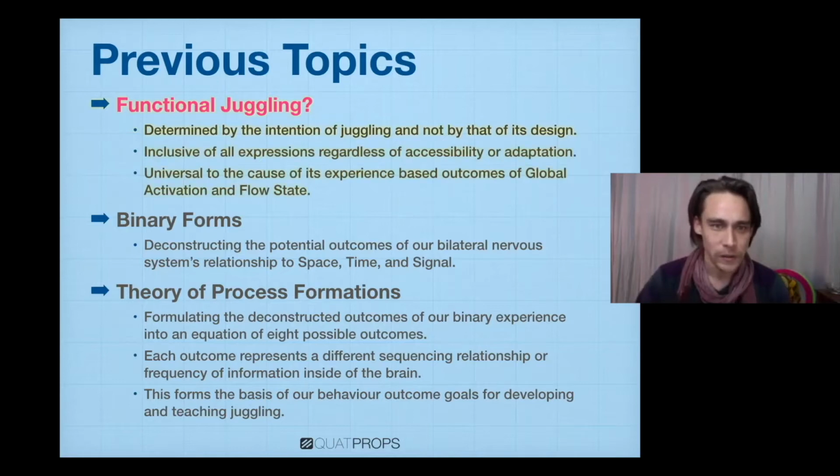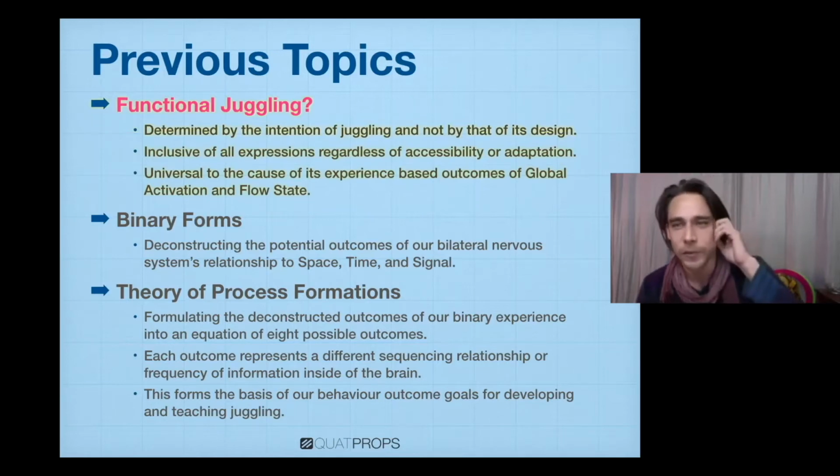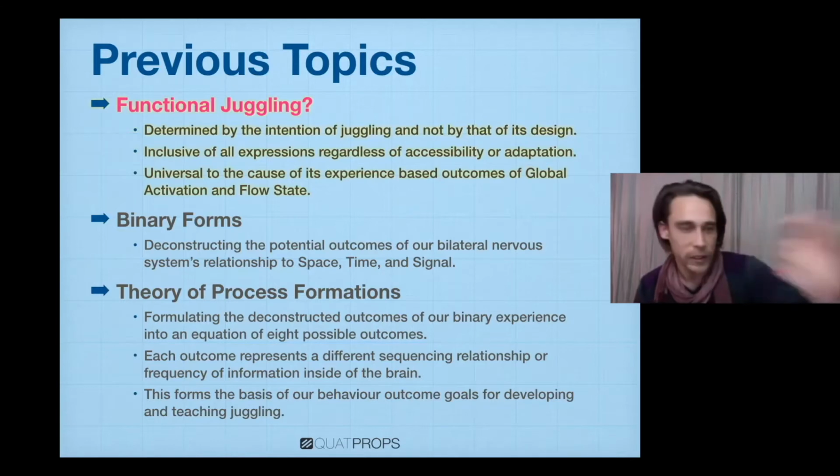Progressive adaptation, universal, the cause of its experience-based outcomes of global activation and flow state. I think this is other information. I think I mixed up these points. I think this point here, universal to the cause of its experience-based outcomes, I don't think I should take that point out right here.